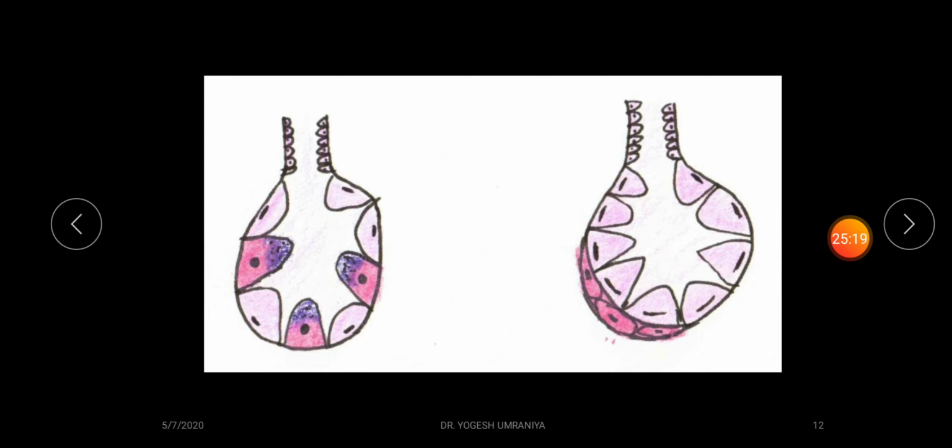Now with this figure we will understand how the serous demi-lune is going to be formed. In first figure you can see this is the serous cell, 3 serous cells are there. They are lying in between this lightly stained mucous cells. And in another figure you can see the serous cells, they are forming a cluster and they are lying in form of a half moon shaped cap over the mucous cells.